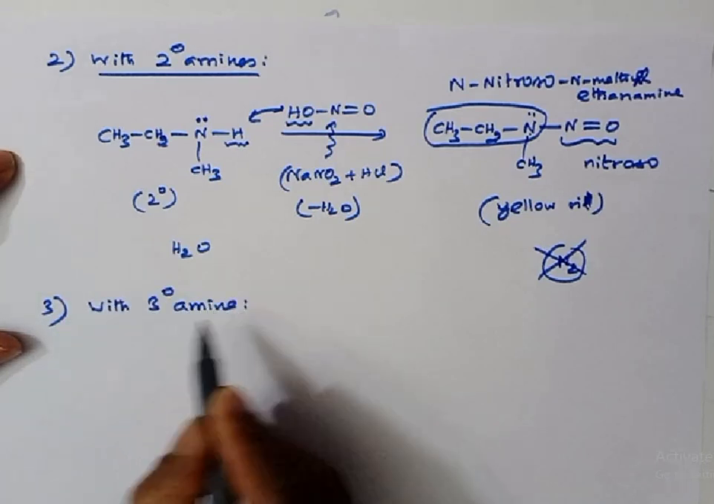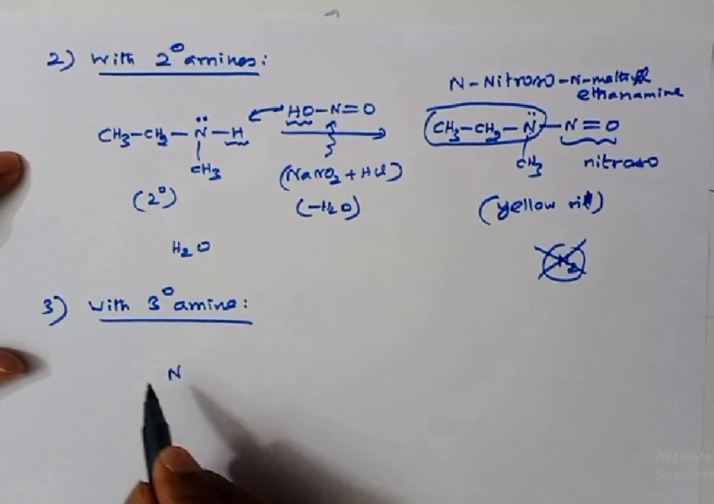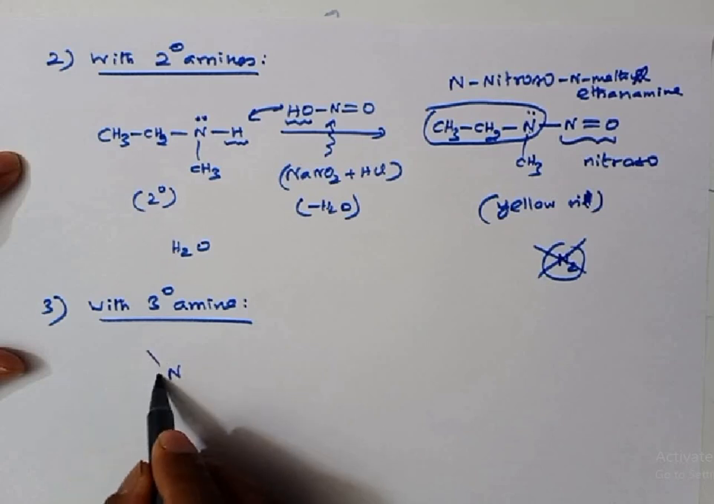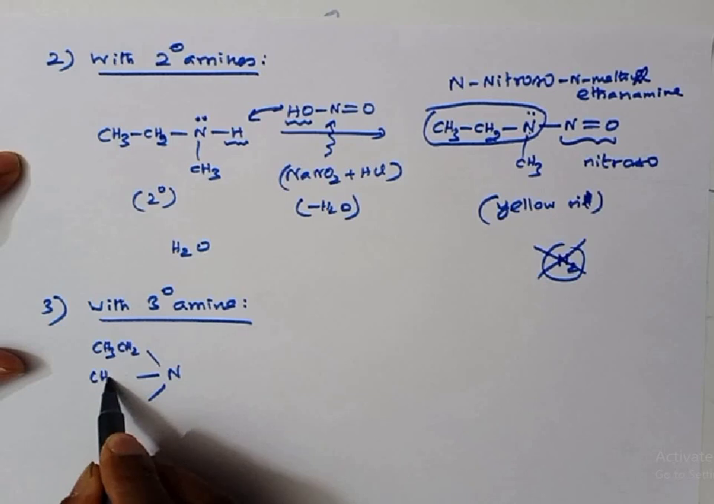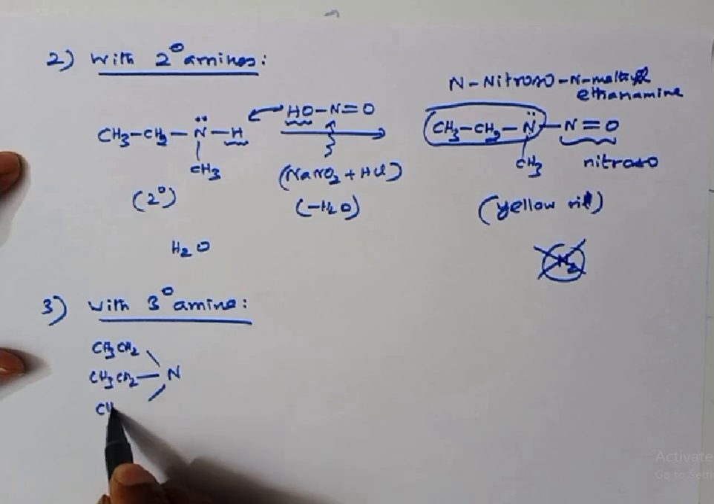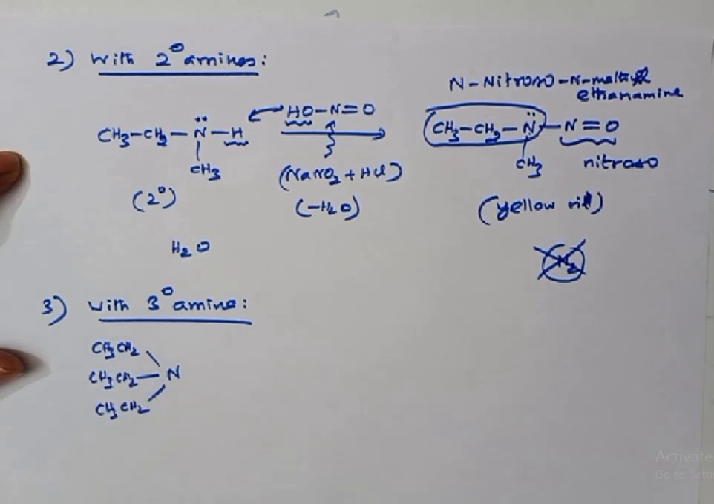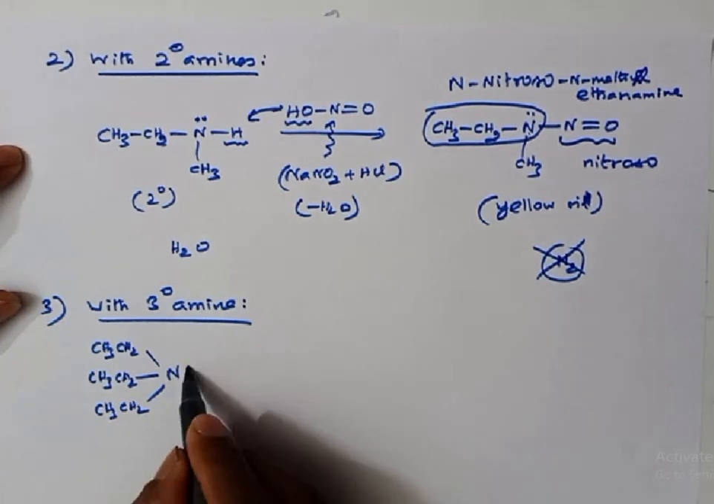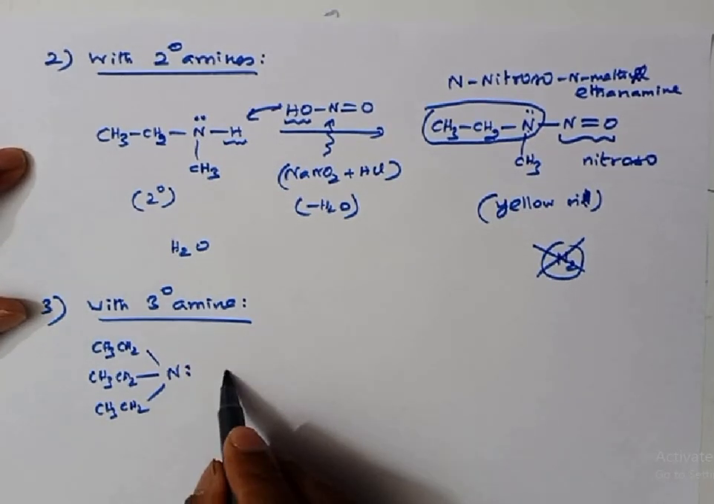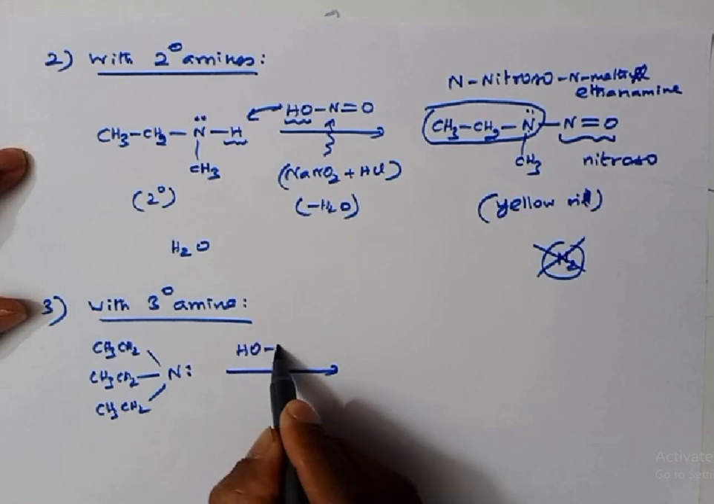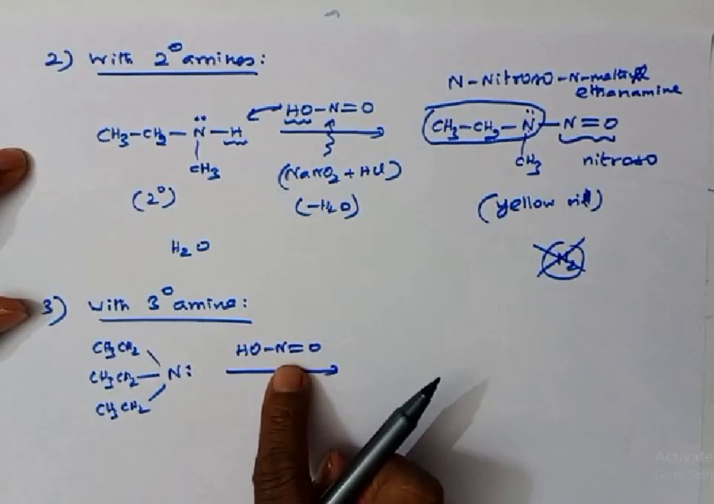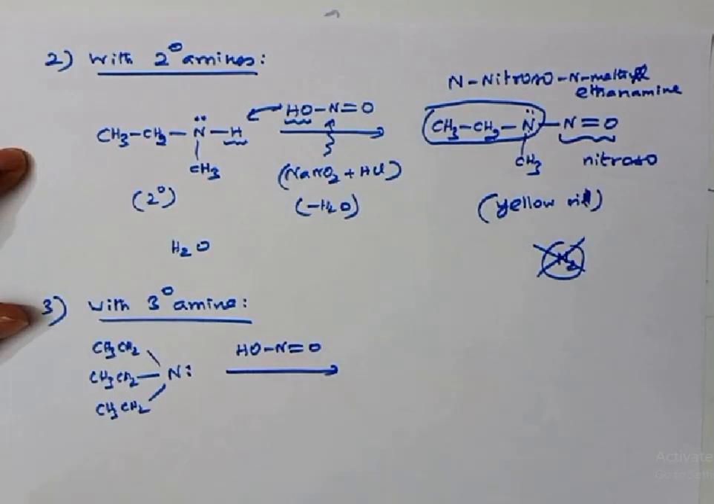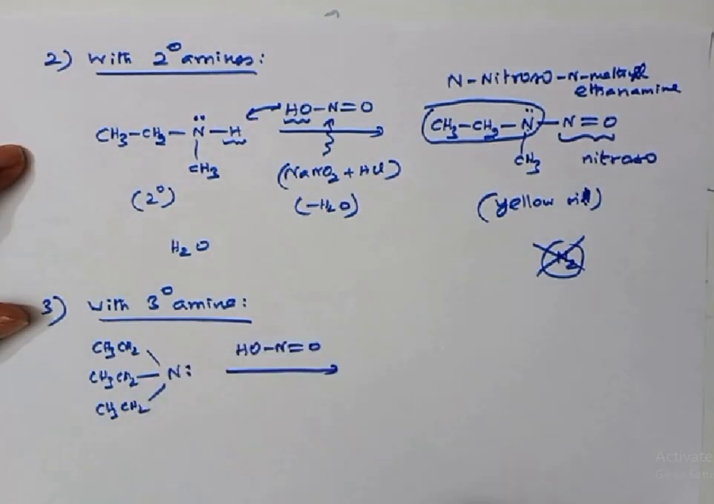Okay, what happens with the tertiary amine? Let me take a tertiary amine like CH3CH2, CH3CH2. I'll take triethylamine like this. Now nitrogen has a lone pair, no doubt. To this, if we add NaNO2 and HCl, you'll get nitrous acid. Now listen, student, observe this carefully.